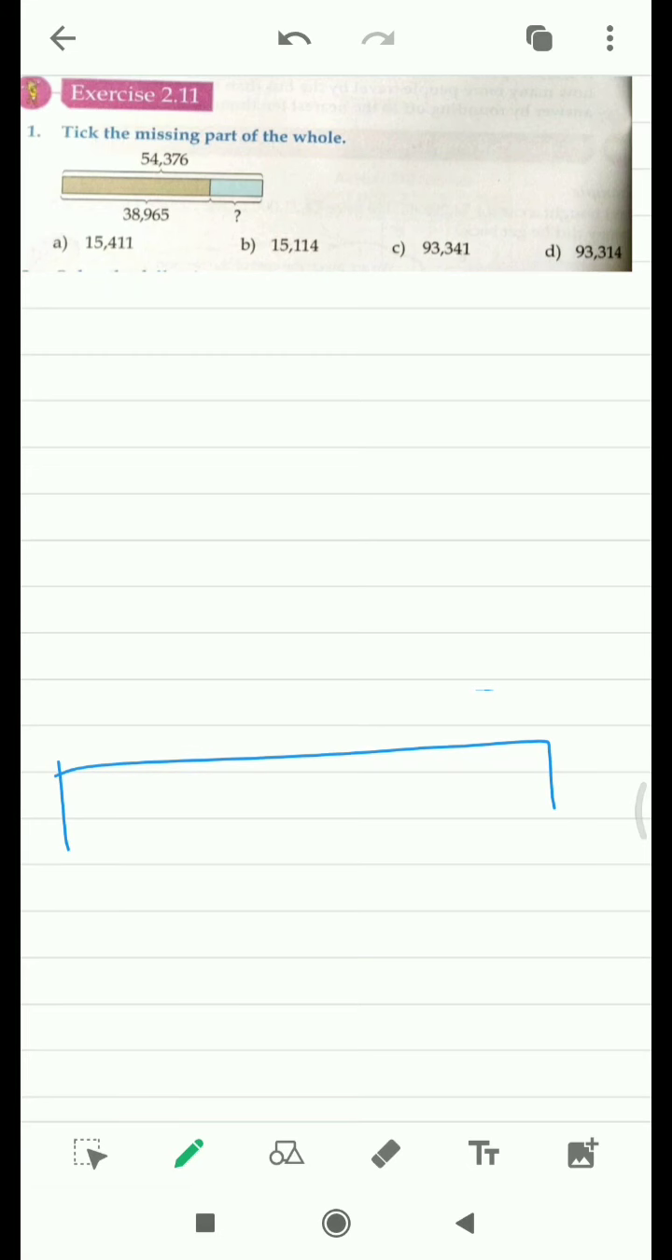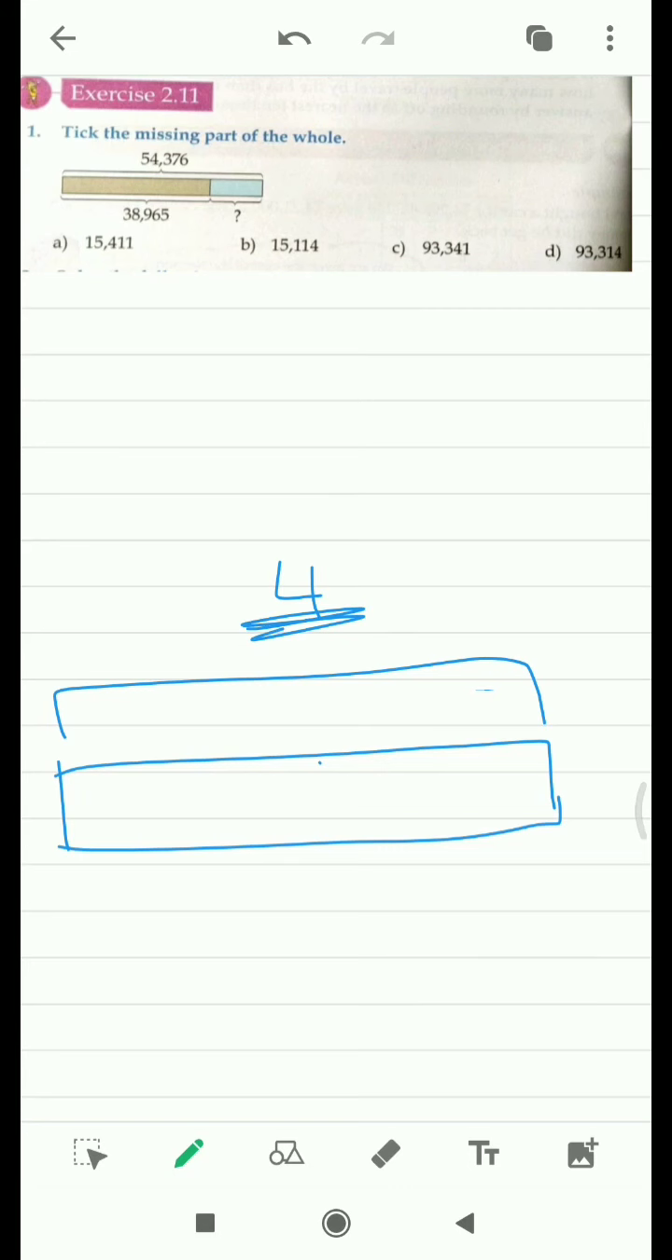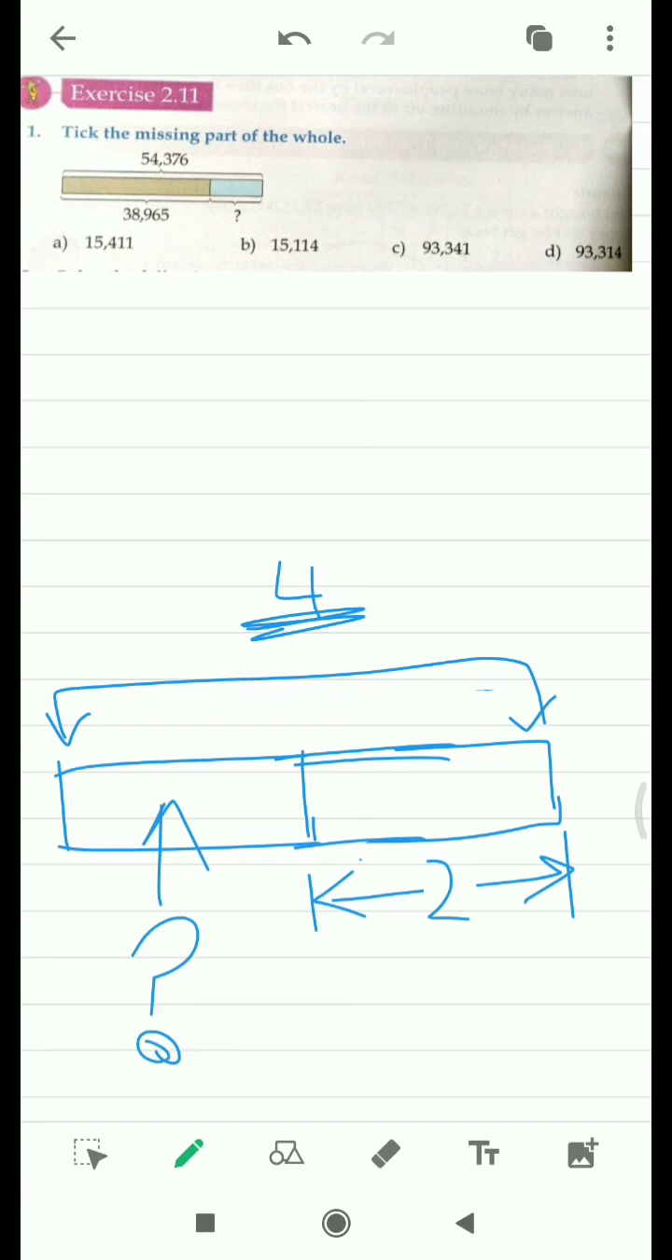If I have a bar like this, and I say this whole part, from here to here, is fully 4, from here to here it is 4. Now if I say from here to here, not this much, actually this much, if I say this much, it's 2. Till here I say this is 2. Now what could this be? Can you tell me?